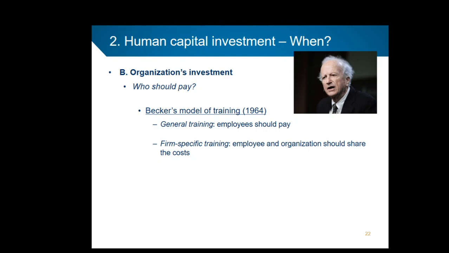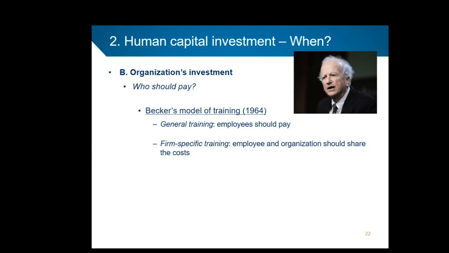So in sum, it's better that employees pay for general training and that they split the costs with organizations when firm-specific training is concerned. We call this Becker's model of training. It's named after Gary Becker. Gary Becker is a Nobel Prize-winning family economist from the University of Chicago. He also wrote some important works on human capital.